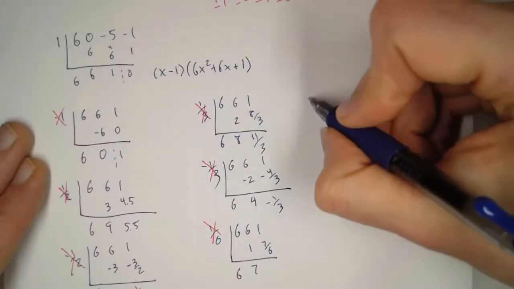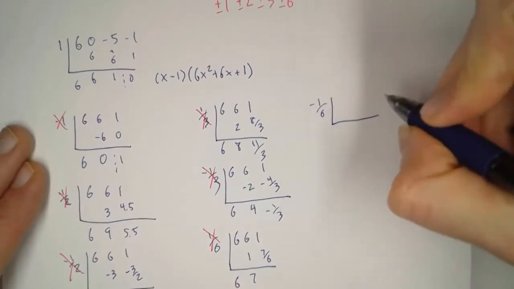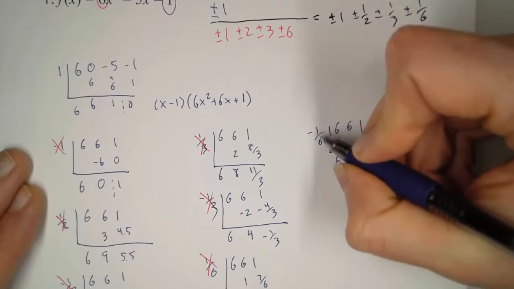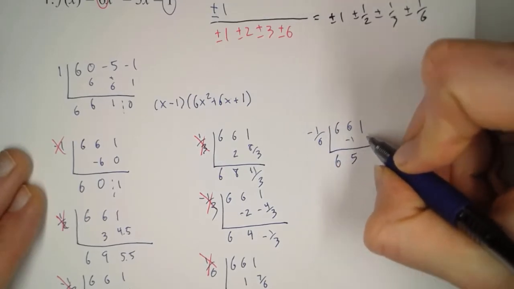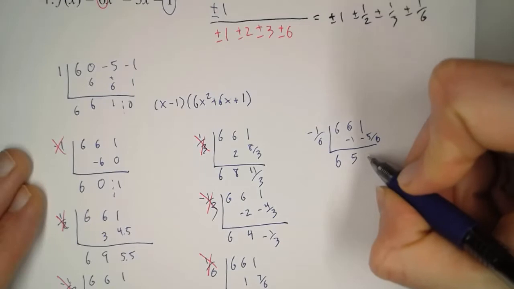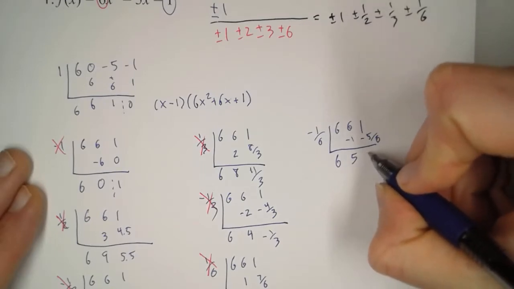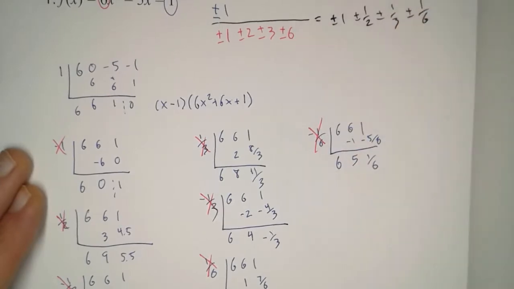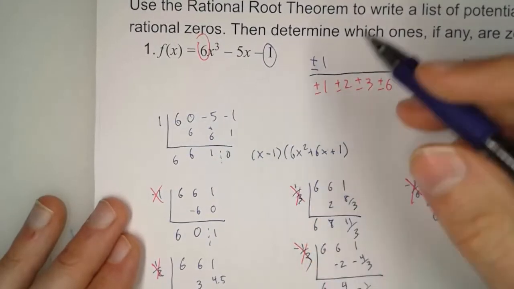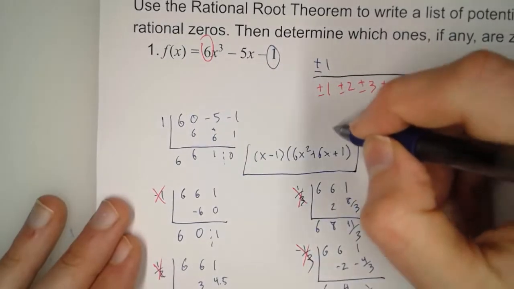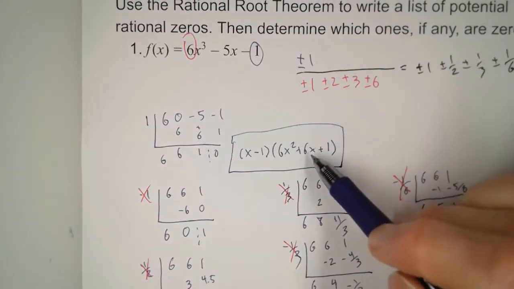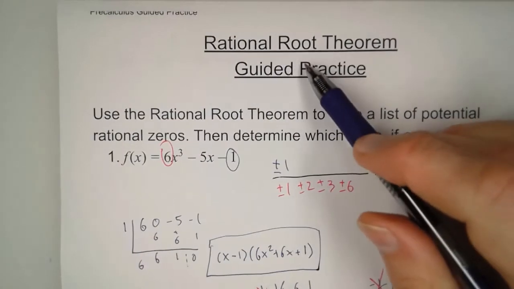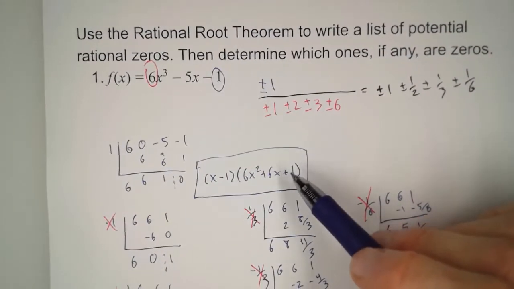So that leaves us with -1/6. So we have 6, 6, and 1. 6 times -1/6 is -1, which makes 5. So -5/6, and then 1 minus 5/6 is 1/6. So no, that didn't work. So the only thing that worked was 1. That was the only rational root. And so this quadratic is going to give us irrational roots. But because this is the rational root theorem, this is all we're going to talk about in this video.